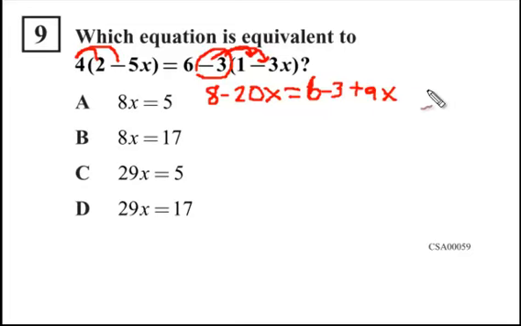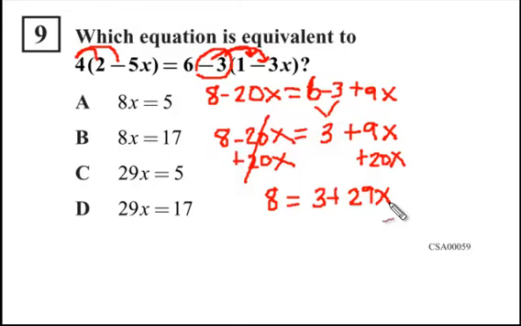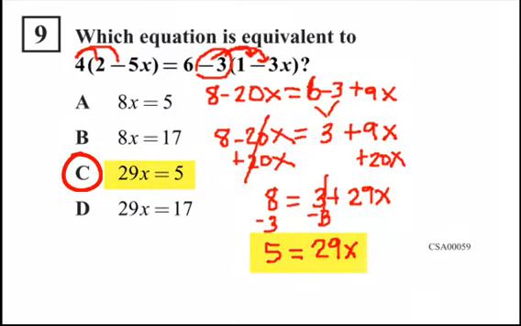Now let's simplify the right-hand side of the equation. 6 minus 3 is 3, plus 9x equals 8 minus 20x. The next step is to add 20x to each side. Plus 20x, plus 20x. This cancels each other out, leaving you with 8 equals 3 plus 29x. Now let's subtract 3 from each side. 8 minus 3 is 5 equals, these cancel out, 29x. And the answer is C.